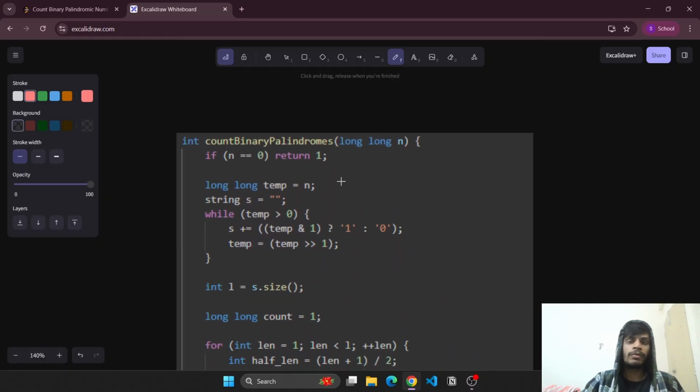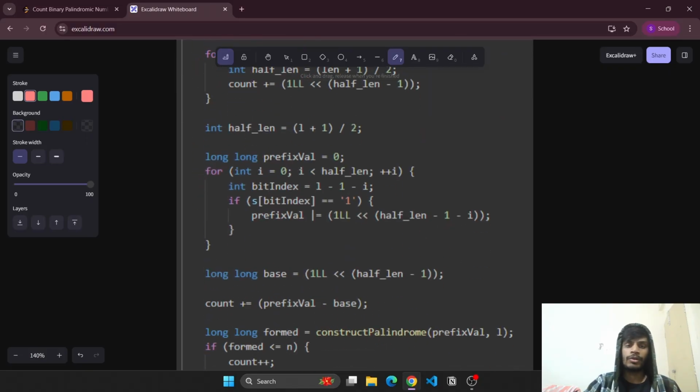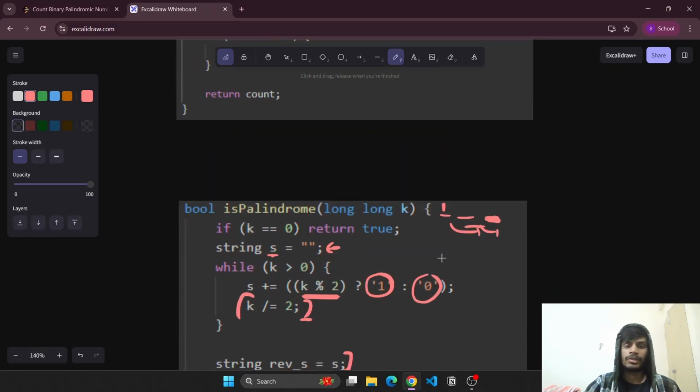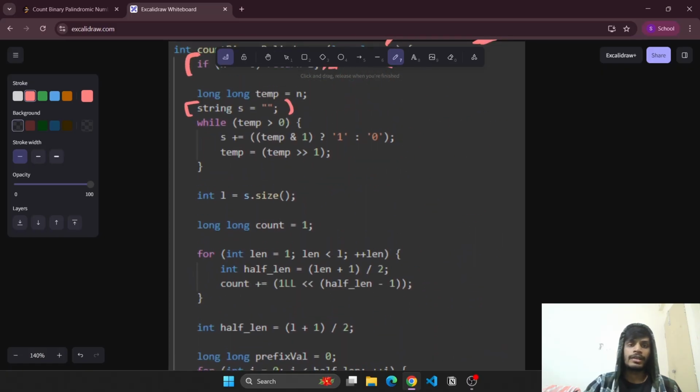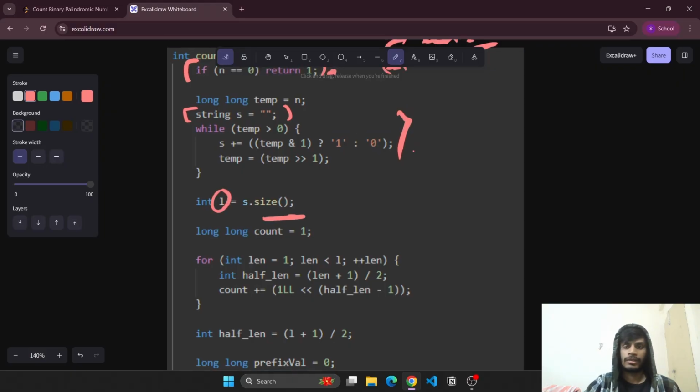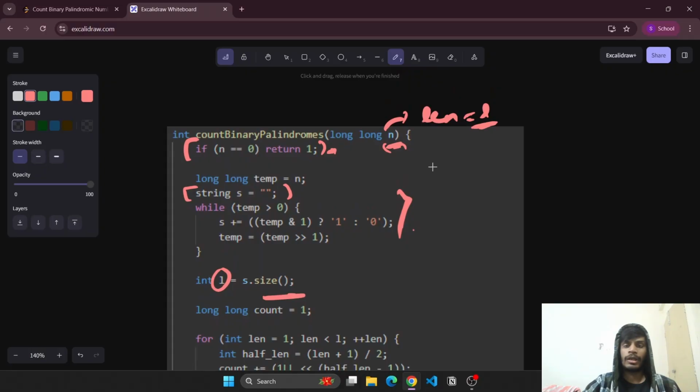So what we'll do here: if we have n as 0, we'll simply return 1. Now what do we need to find? We need to find the number of bits, the length equals to L, meaning the length of the binary representation of this n. So here we are finding the binary representation of n. We create this temporary string and we do the same as what we did in the brute force approach. So create this binary string, and now we'll be able to find this L using s dot size. This L will allow us to move from 1 till L minus 1 and calculate the result, and for L we'll be calculating the result separately.